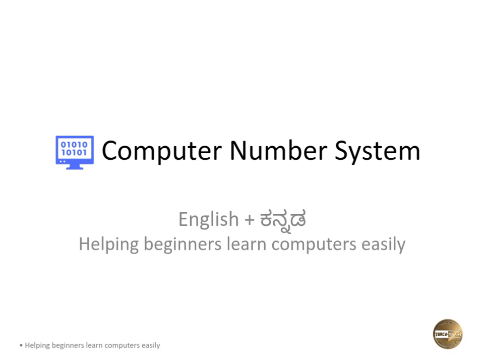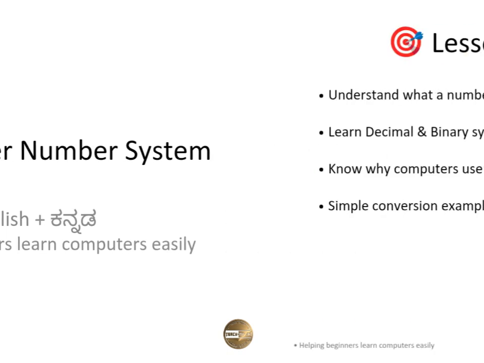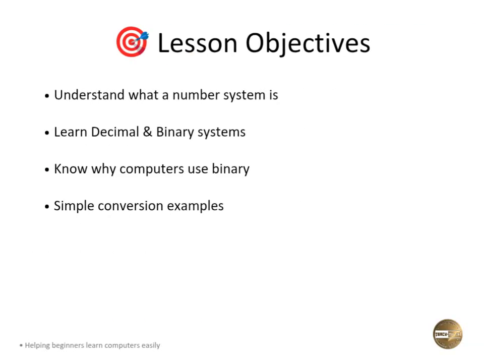Today's topic is computer number system, decimal, binary and why computers use 0 and 1. Number system means a way to represent numbers. Each system has its own digits and a base. In this lesson, we will learn what is a number system, decimal versus binary, why computers use binary and simple conversions.